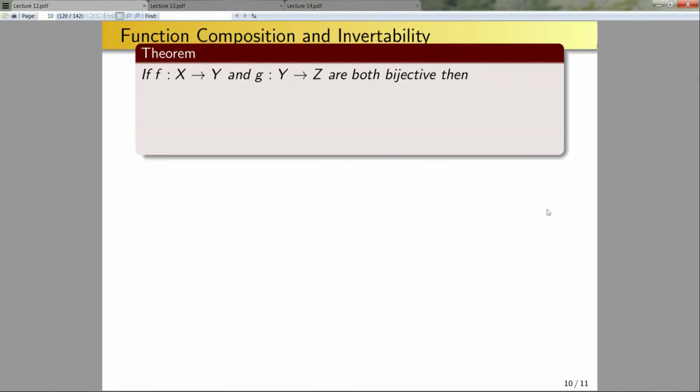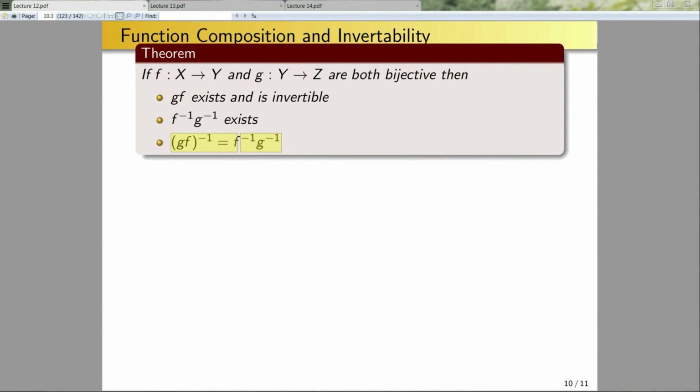If f is a function from X to Y, and g is a function from Y to Z that are both bijective, then gf exists and is invertible. So the main thing to get out of this point is that the composition is invertible in this case. f inverse and g inverse exist, and the inverse of the composition gf is the same thing as f inverse times g inverse. So you may have seen this rule previously for matrices, and the idea here is similar.